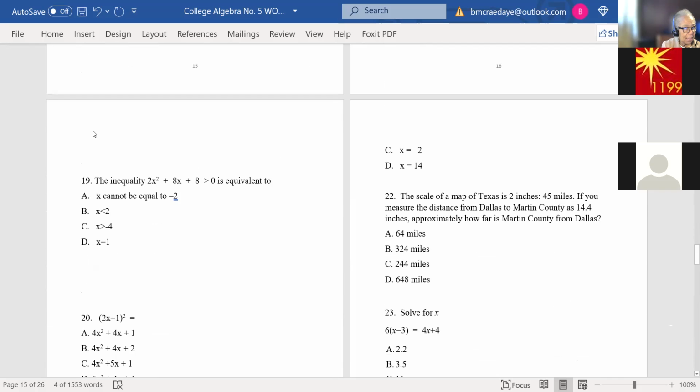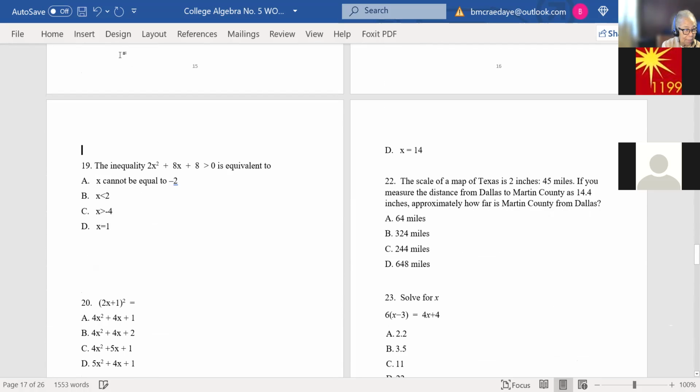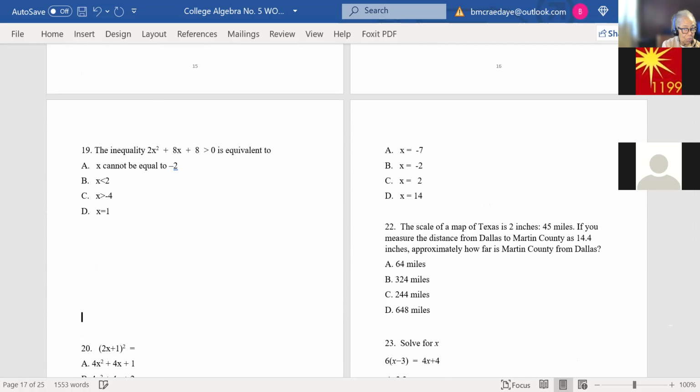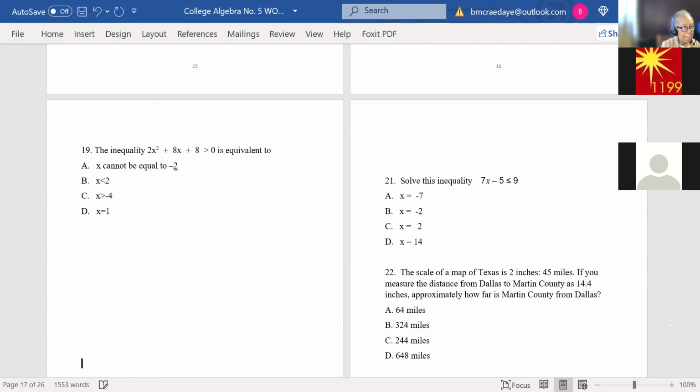Number 19 is an inequality. Latoya, did you do 19? I didn't know how to do this one. Okay, let's just take this inequality.